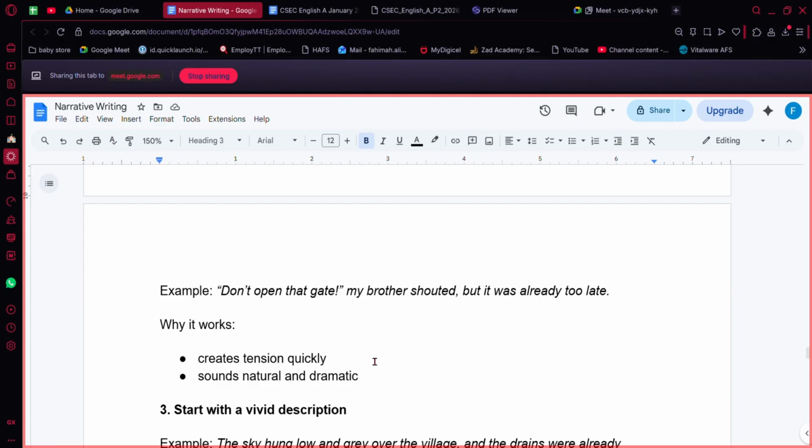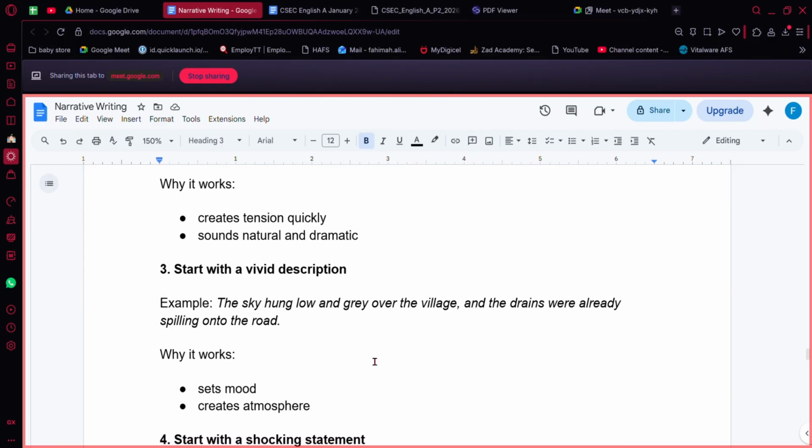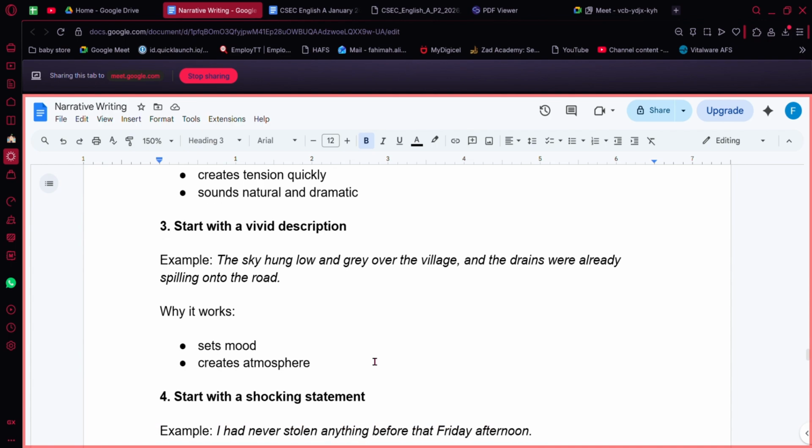You could also start off with a vivid description. So the sky hung low and grey over the village, and the drains were already spilling onto the road. So you start off by describing a hurricane or a flood. By using description, you're setting the mood. So we know now it's not a happy, cheery kind of mood because the sky is hanging low and grey, the drains flooding out. So it's creating the atmosphere of something dark and gloomy going to happen.